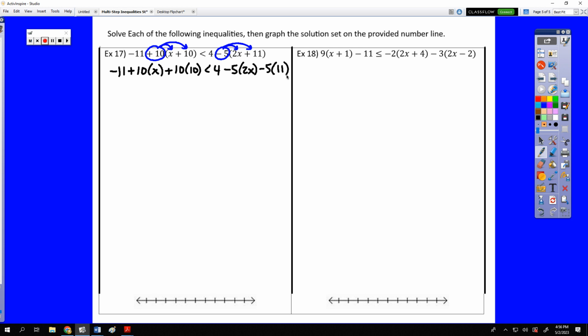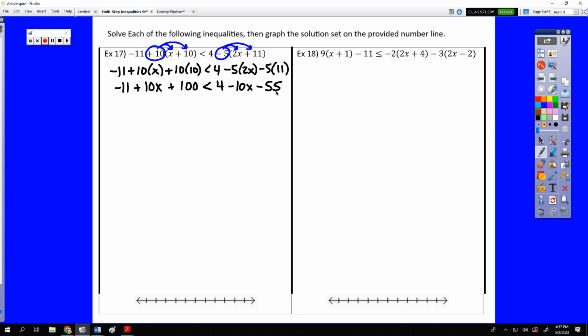Then we will actually multiply those things out to get negative 11 plus 10 times x, which is 10x, plus 10 times 10, which is 100, is less than 4 minus 10x, because negative 5 times 2 is negative 10, minus 55.